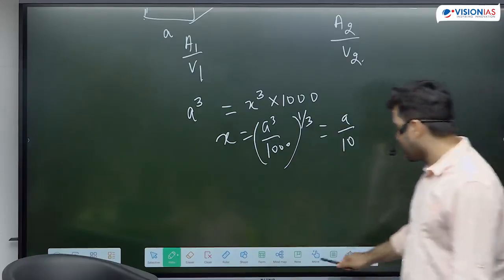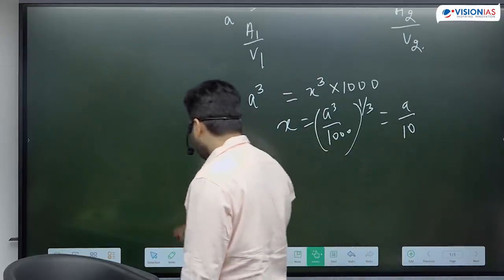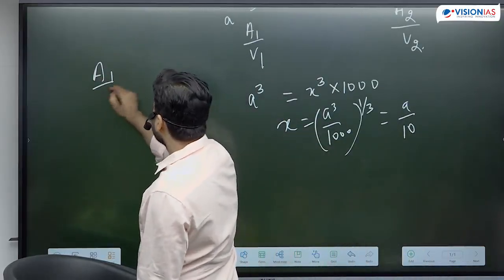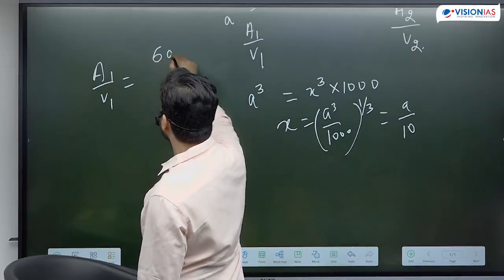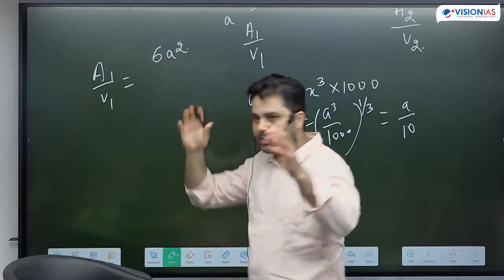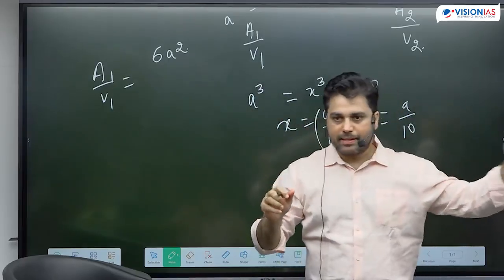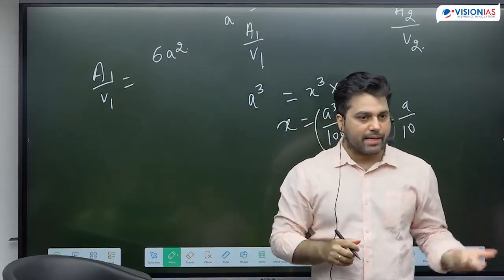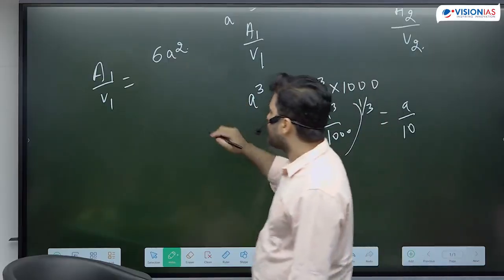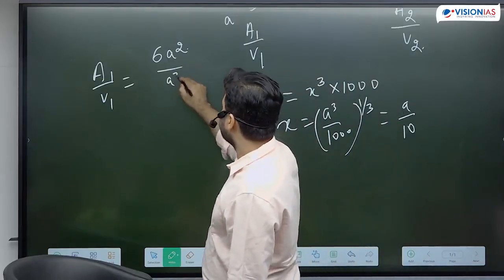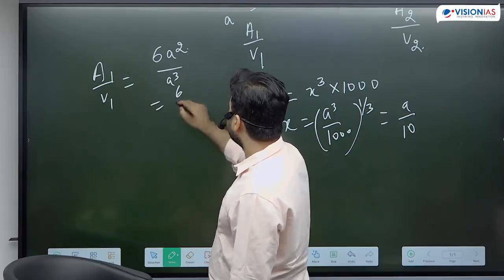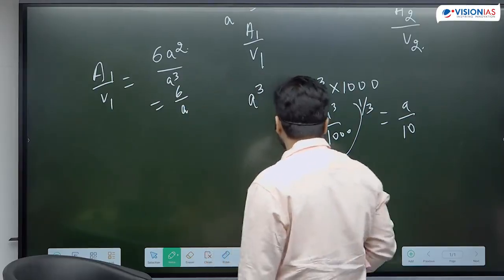Now I can do this calculation. A1 by V1. A1 is what? 6a square. A cube has 6 faces. All of the faces are square. The area of a square is a square. So I have 6 times a square divided by volume. This becomes 6 by a.